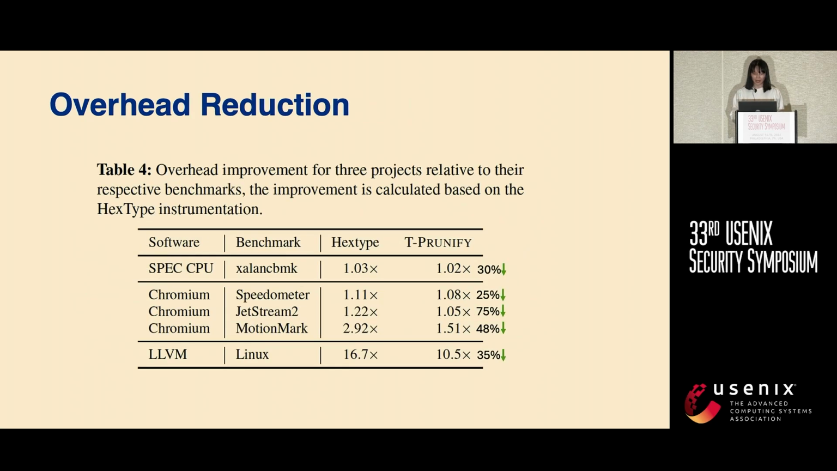And for the overhead reduction, we also compare our tool with HexType. Besides the raw numbers, I also put the relative percentage at the end of each line.